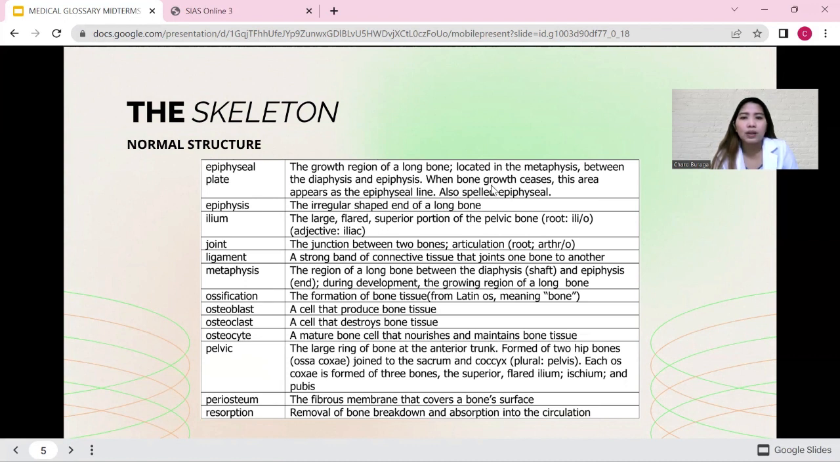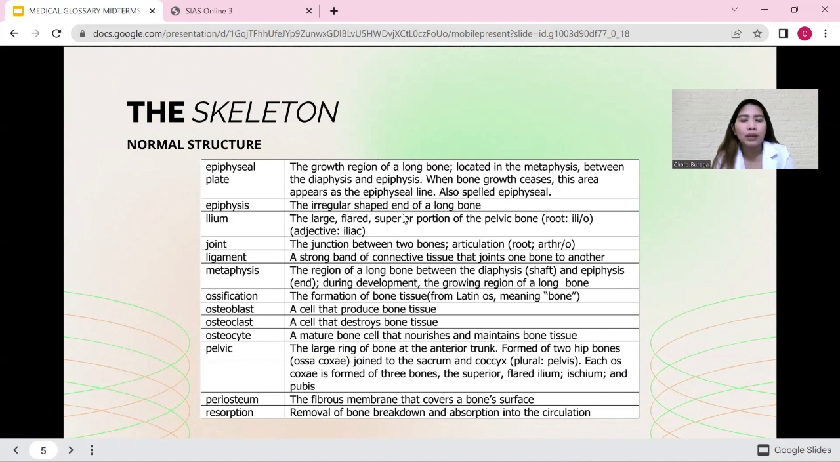So, when bone growth ceases, this area appears as the epiphyseal line. It is also spelled the epiphyseal. Okay? Epiphysis, the irregular shaped end of the long bone. Nakakita na kayo ng buto na usually nakikita natin sa cartoon na kinakain ng aso. So, yung naka-shape na para siyang heart sa dulo, that is the epiphysis.